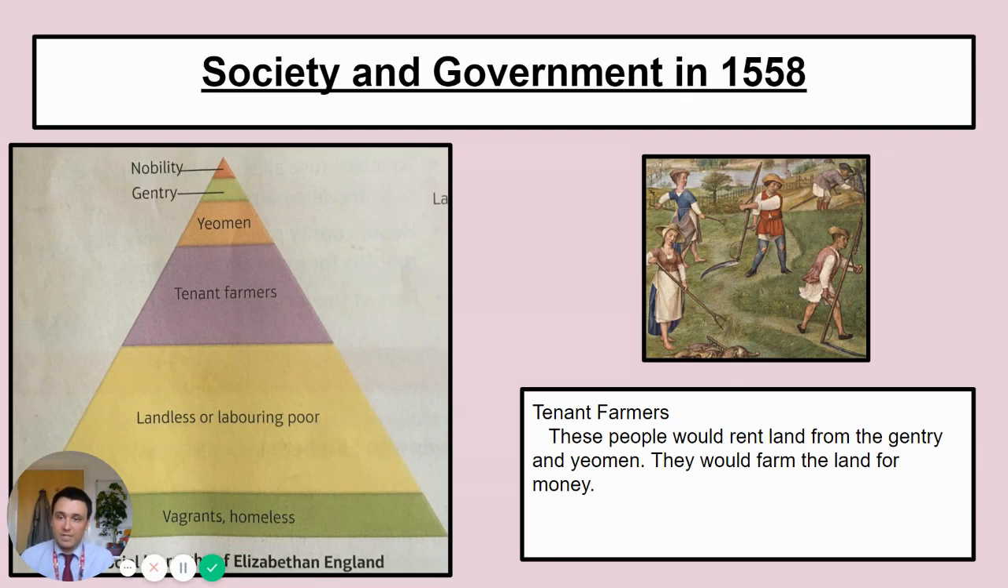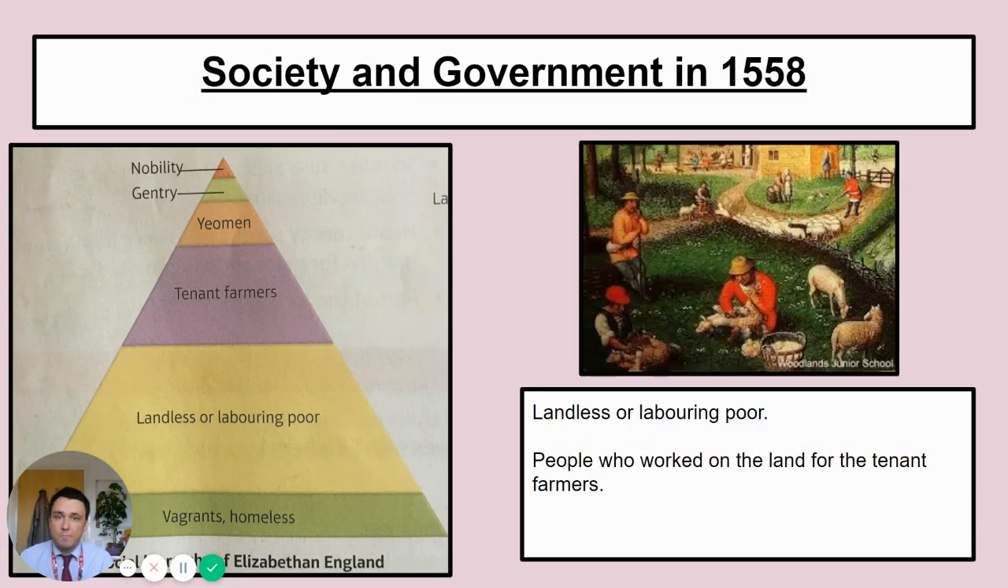And beneath them, then we see a bigger gap. We've got the tenant farmers. These are people who would rent land from the gentry or the yeomen. They would grow crops on there and they would make a living that way. Beneath them, an even bigger group now, we've got pretty much the majority of England, landless or labouring poor. So people who don't own any land of their own, they would work on the land for the tenant farmers. They don't rent land, they don't own any land. They just work on the land for those farmers to help them to make money.